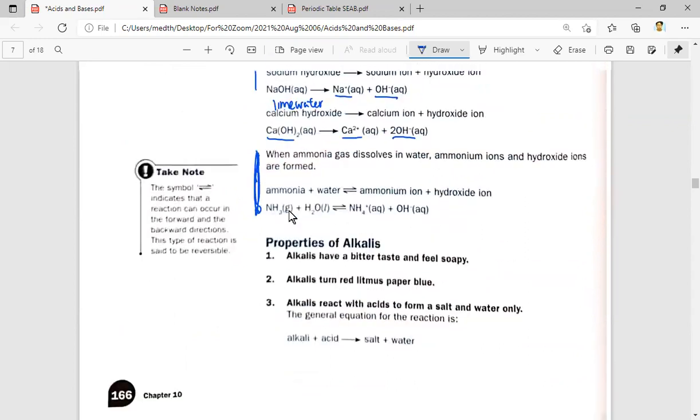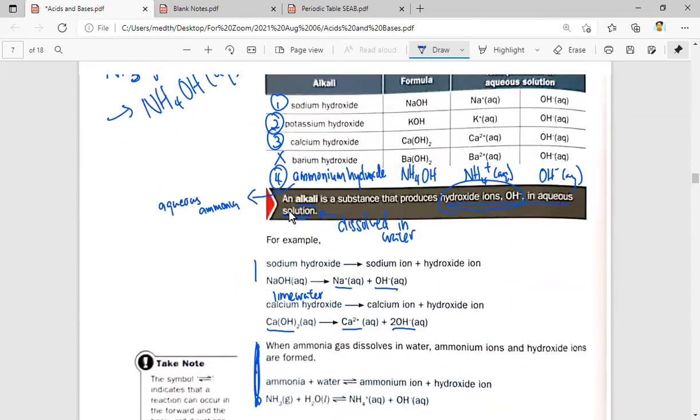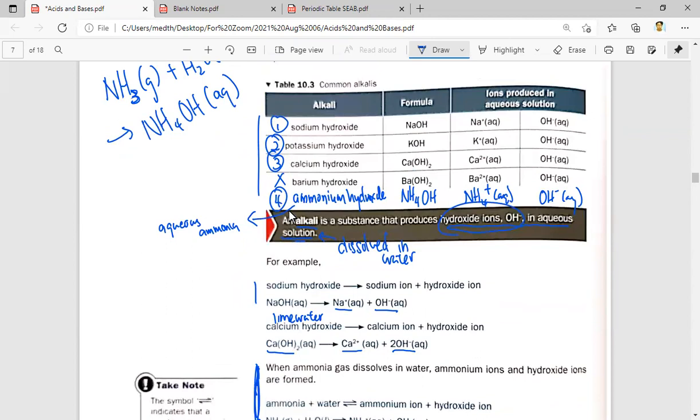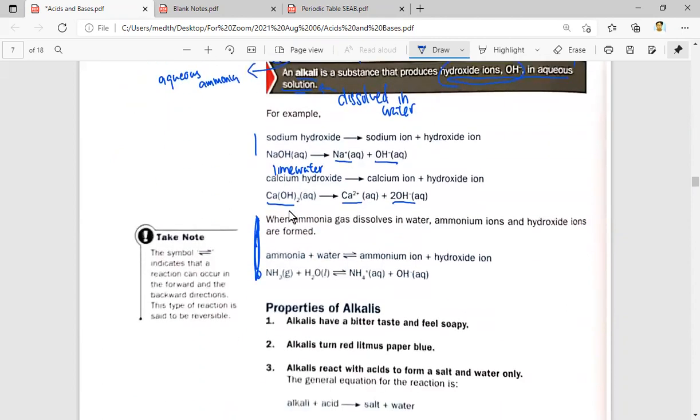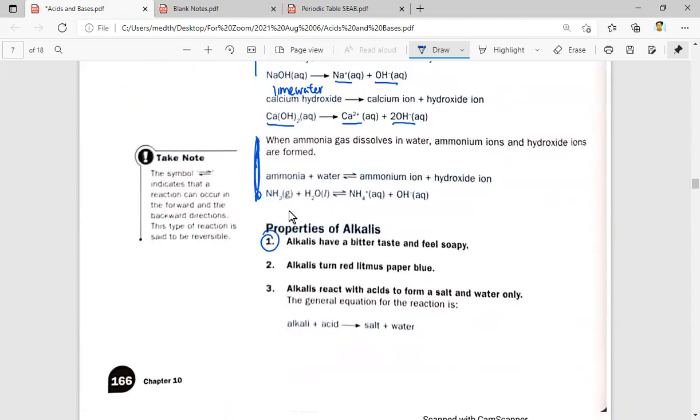So we learned about these common alkalis. We know that alkalis are substances that produce hydroxide ions when dissolved in water. Now let's think about how they react. First, alkalis have a bitter taste and feel soapy. One common example I like to give my students is the thick yellow noodles that you use for mee rebus.